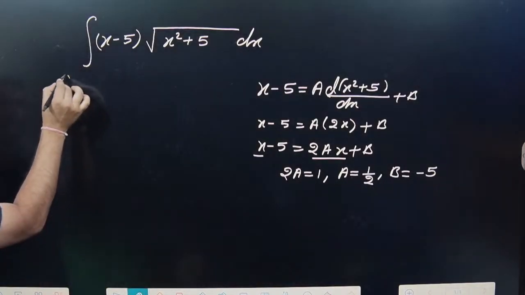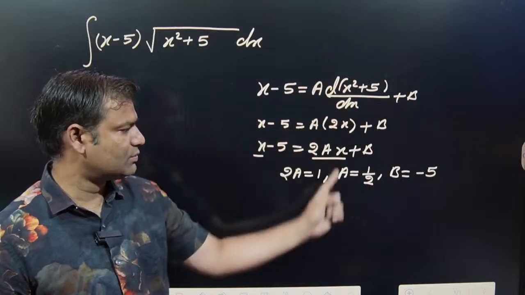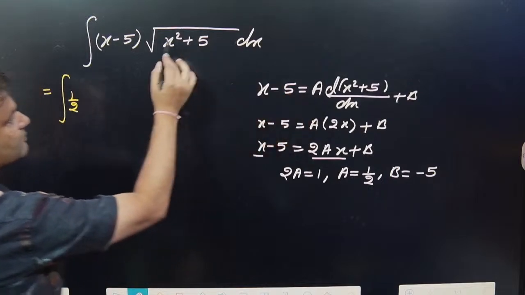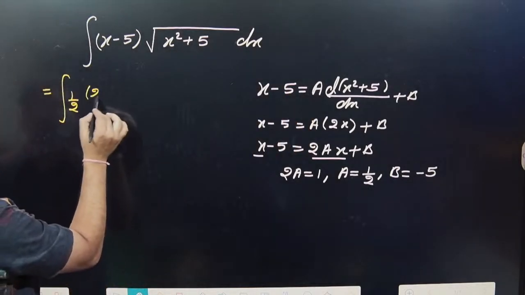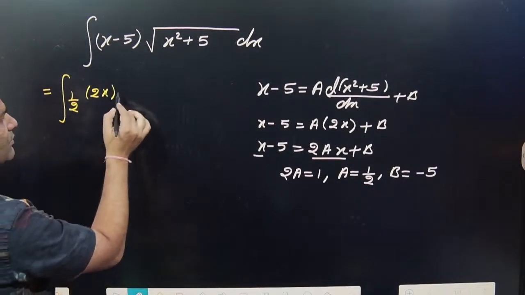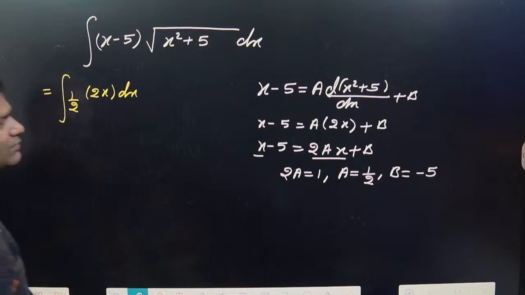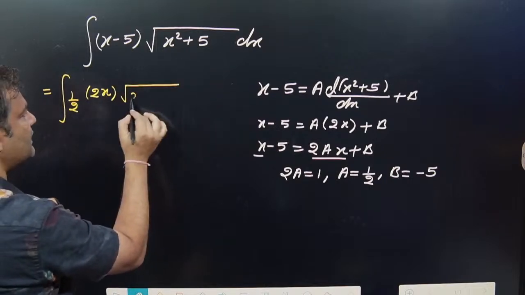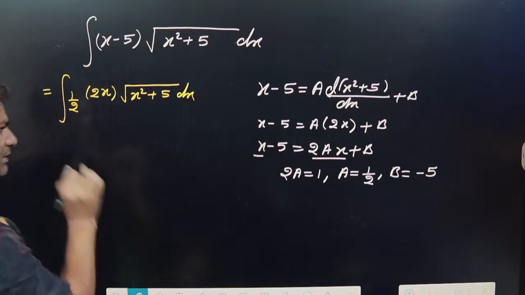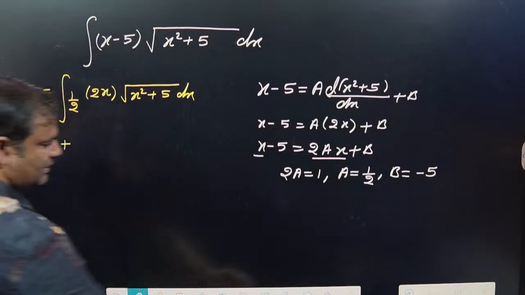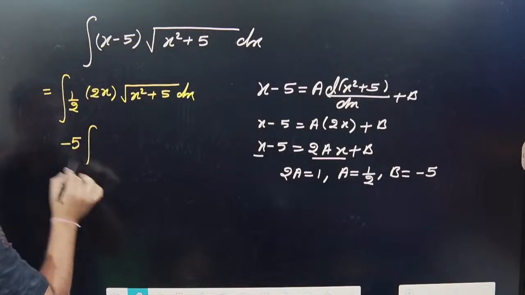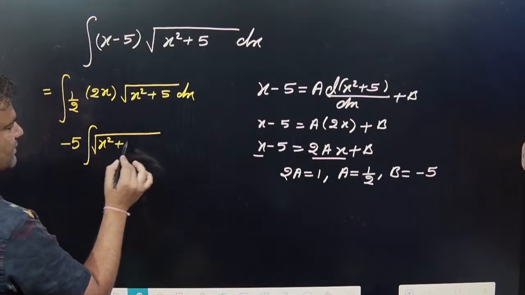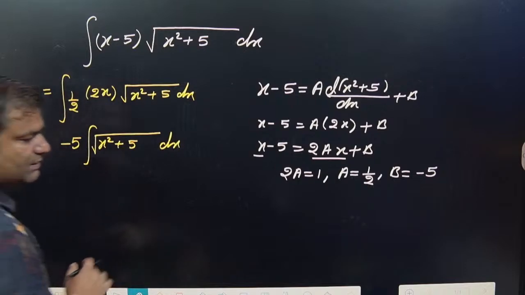Simply this is written as the integration of A, which means 1 by 2, into the differentiation of x square plus 5, that is 2x, into the square root of x square plus 5 into dx, plus B, which is minus 5, times the integration of the square root of x square plus 5 dx.